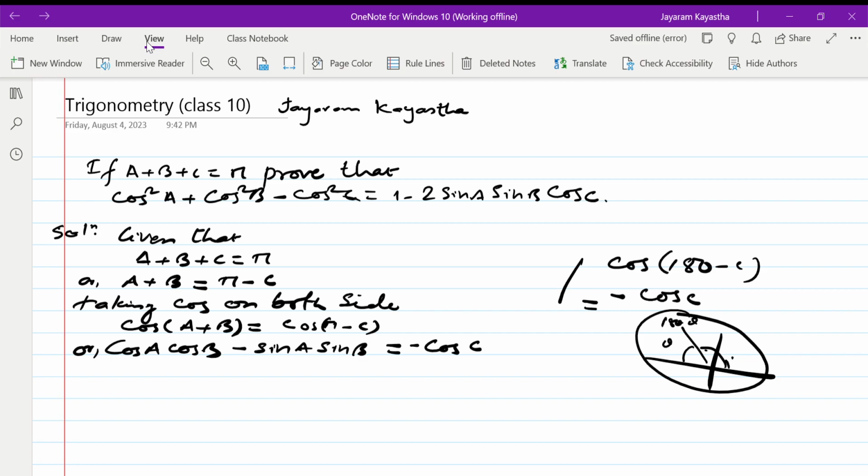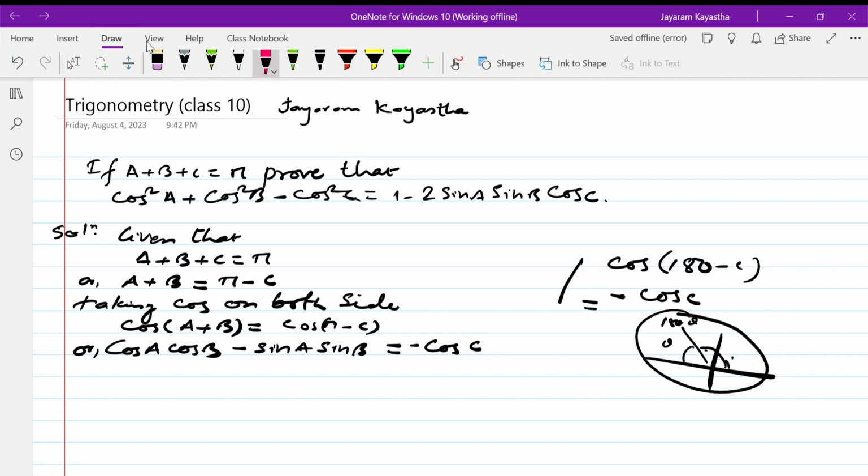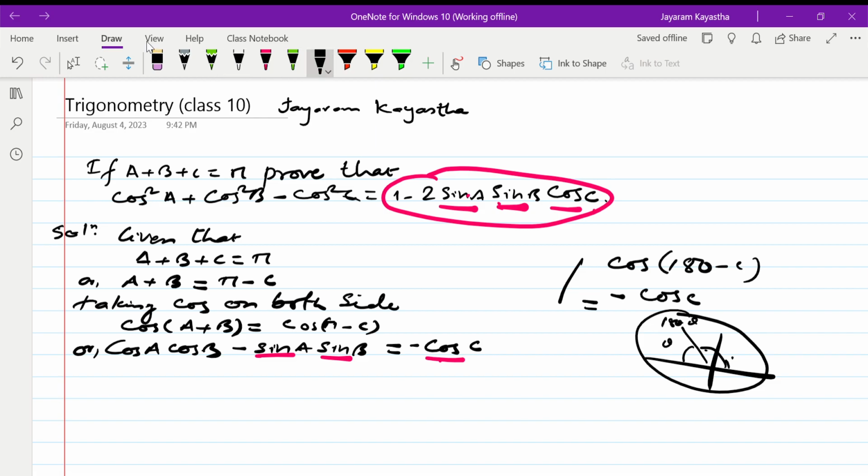Now, if you see here in the proof section, the combination of sin A, sin B and cos C. So here we have sin A, sin B and cos C. These need to be on the same side so that we could get sin A, sin B and cos C together. So let's keep sin A sin B and cos C on the same side.